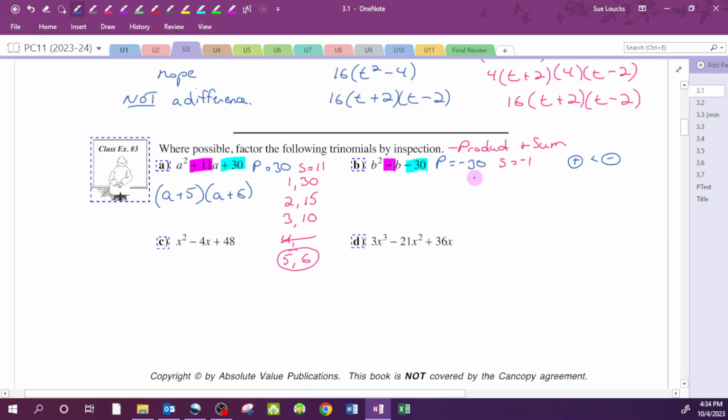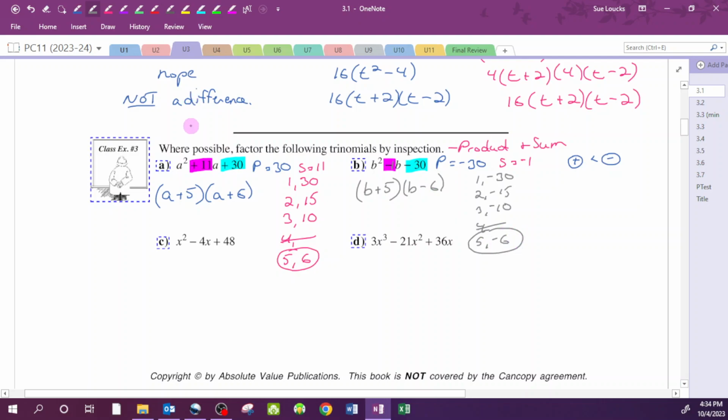So I have 1 and negative 30. That doesn't get me a sum of 1. I have 2 and negative 15. I have 3 and negative 10. I have 4. Doesn't work. I have 5 and negative 6. And oh, hey, that works. That gets me a sum of negative 1. So it's again just b plus 5 for my first term, and then b, well, minus, because the term is minus, so it's minus the 6.